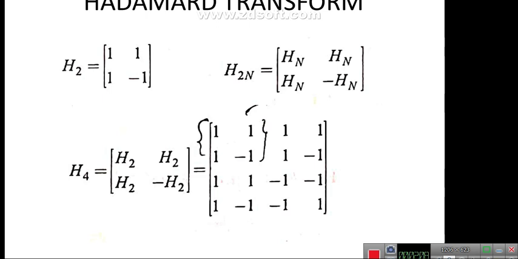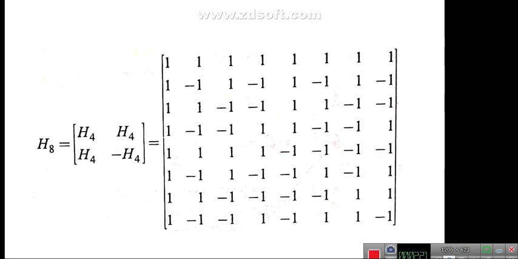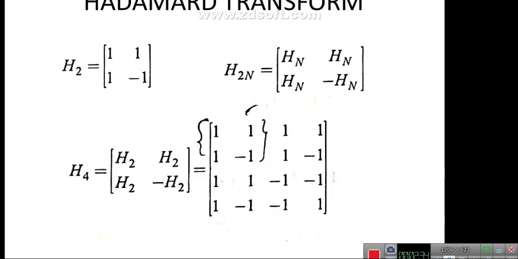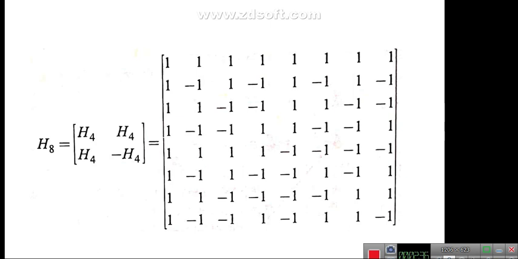For example, the first row is all plus 1s, then 1, minus 1, 1, minus 1, and plus 1, plus 1, minus 1, minus 1, plus 1, minus 1, minus 1, plus 1. So this is the Hadamard transform matrix for H4. Now you substitute H4: here H4, H4 and H4. We substitute all the coefficient values, but for minus H4, change the coefficients and substitute. Then one more, so this is the Hadamard transform for H2, H4 and H8, I mean n equal to 2, n equal to 4 and n equal to 8.